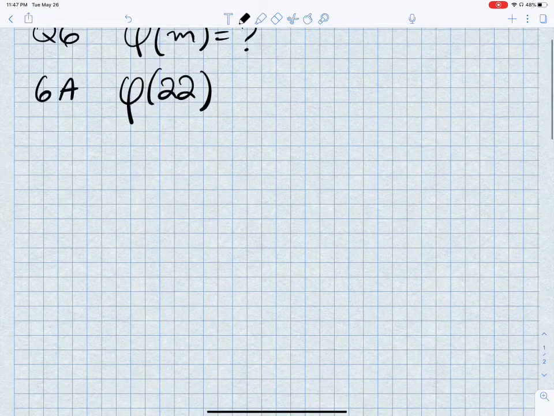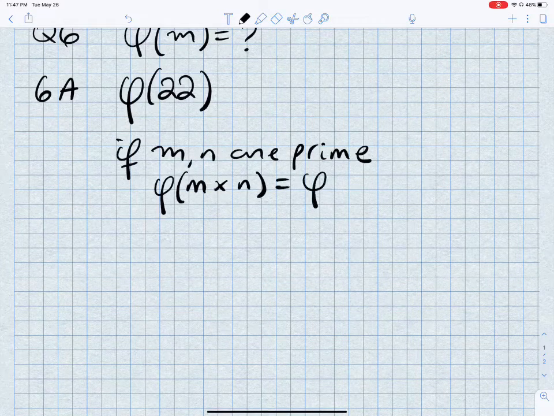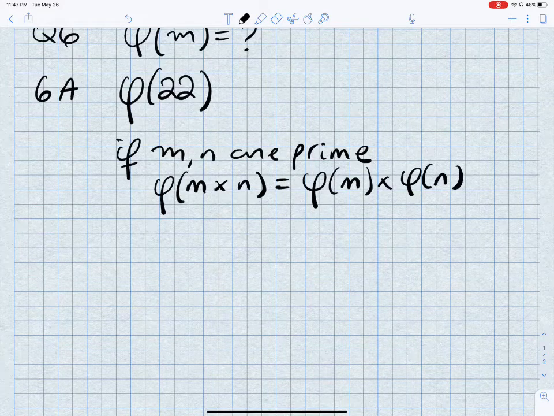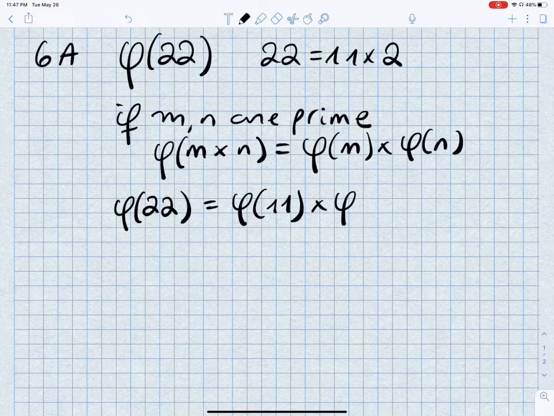So one of the rules says that if you have m and n that are prime, then you can apply the following identity, that phi of m times n is equal to phi of m times phi of n. And so indeed we can apply this rule here because we can say that 22 is equal to the multiplication of two prime numbers. So we can simplify phi of 22 into phi of 11 times phi of 2.